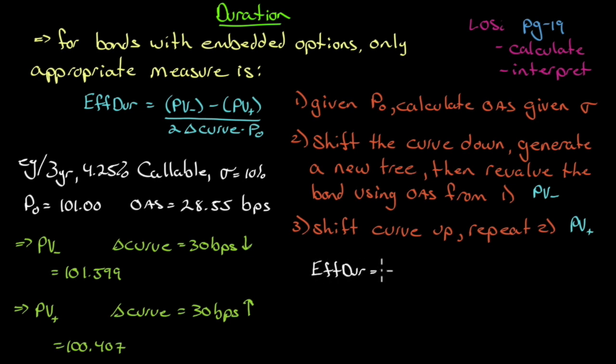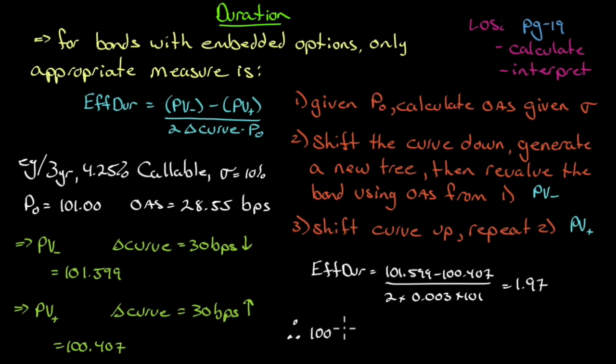This is fairly straightforward. In fact, this is the easy part, right? 101.599 minus 100.407 over 2 times the change in yield times the current price equals 1.97. What does this mean? It means the same thing it does for all effective duration measures. A 100 basis point increase in rates is a drop of 1.97% in bond price.